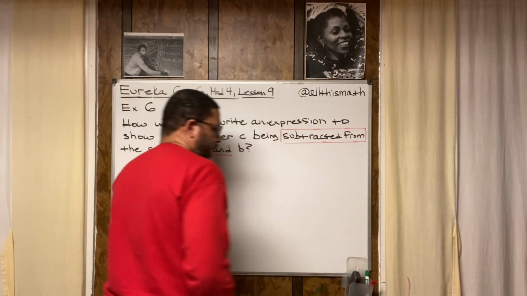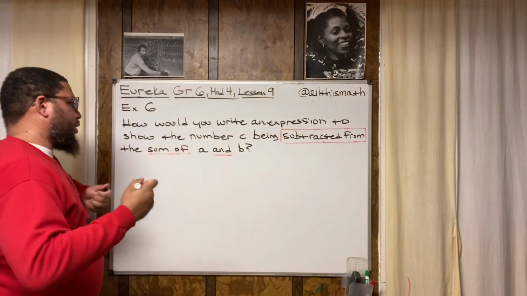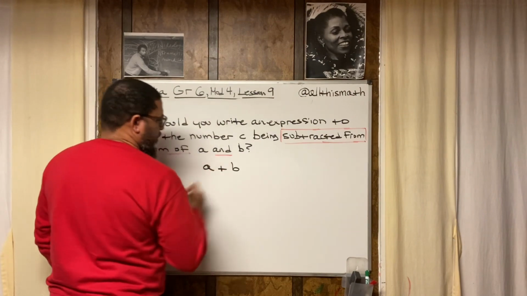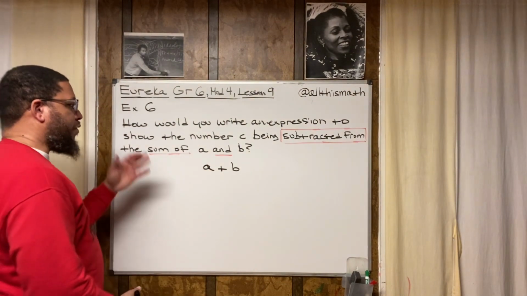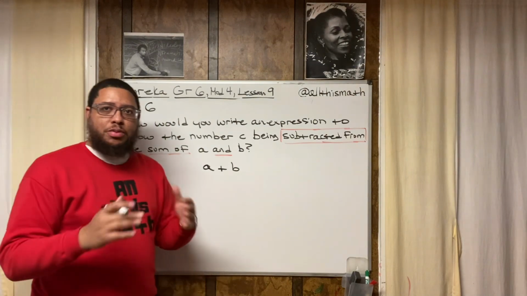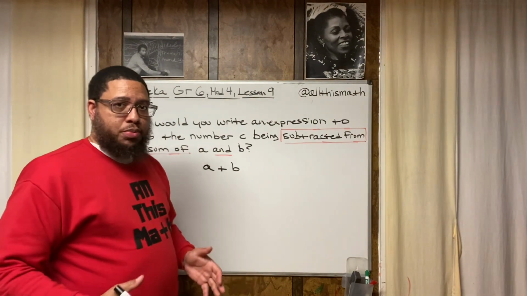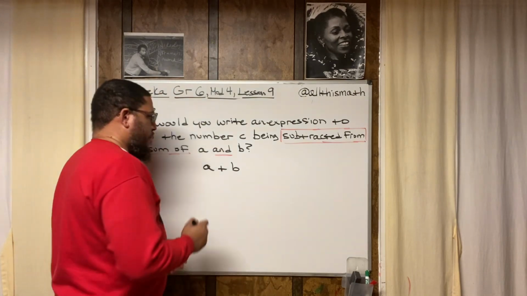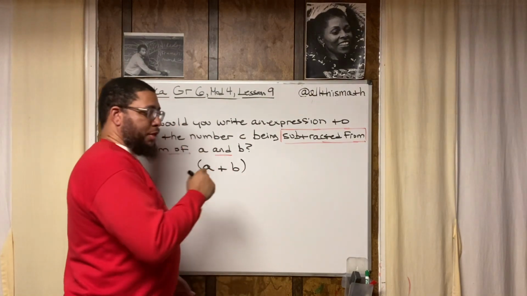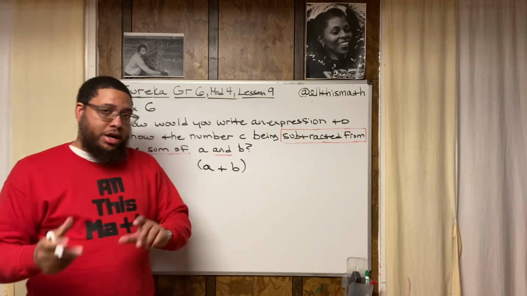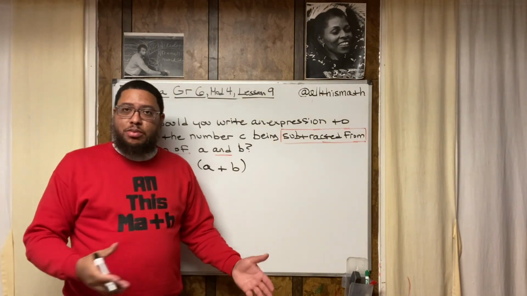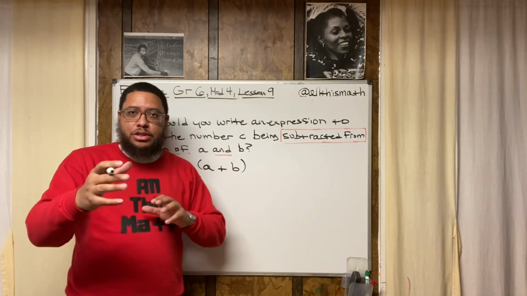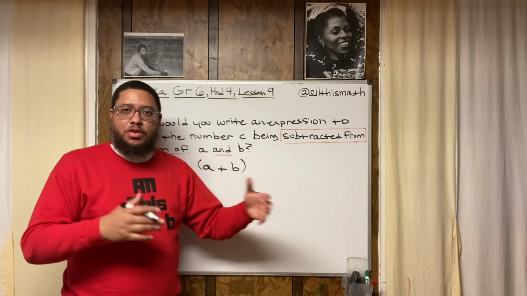So I'm going to show the sum of A and B. The sum of A and B looks like this. We got A plus B, right? Now, whenever I see the sum of anything, I like to use parentheses. We don't need to use parentheses, but it's a habit, and it's not going to hurt us if we use them. In some expressions, you have to use parentheses, or else you'll get a different answer between using them versus not using them.